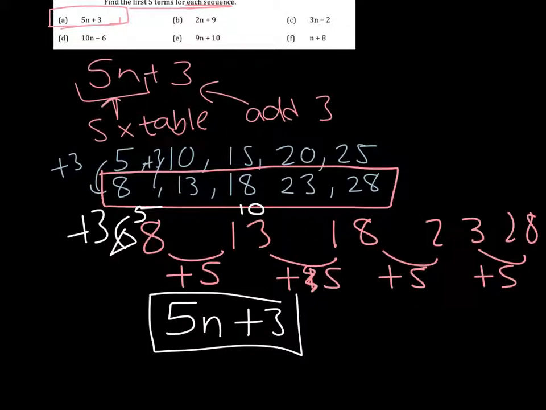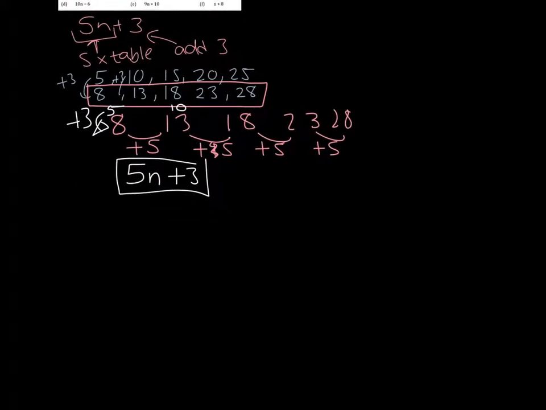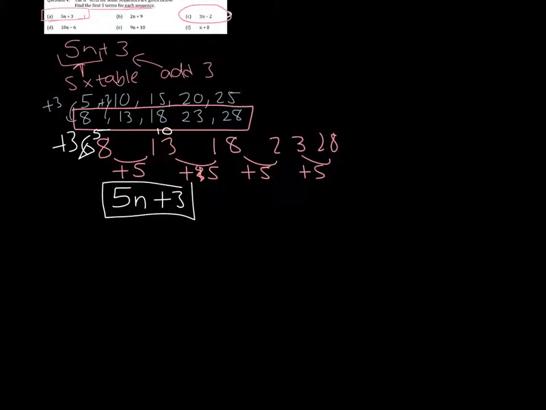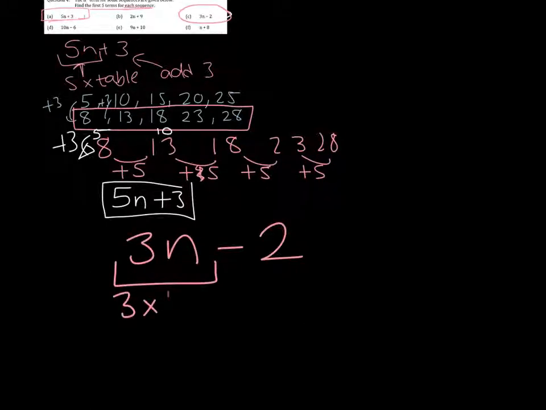I'm just going to pick another one as an example. So I'm going to have a look at C. So I've got 3n minus 2. Let's just write that down. 3n minus 2. So the 3n part is telling me it's the 3 times table, and then I need to take off 2.